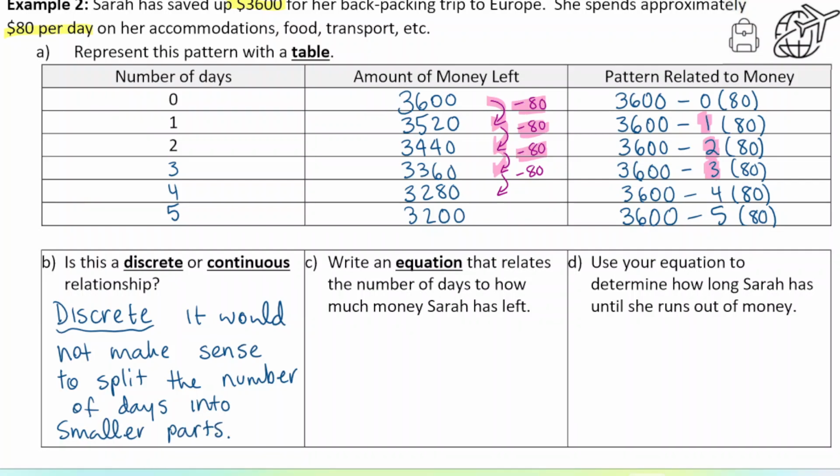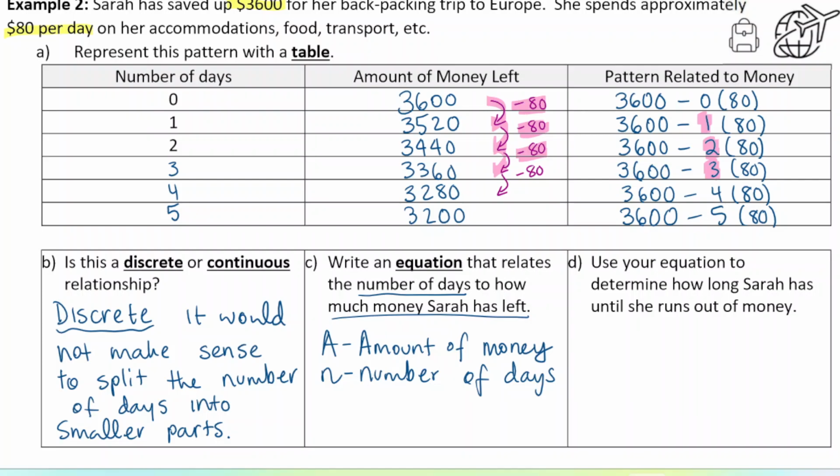Okay, write an equation that relates the number of days to how much money Sarah has left. So we have to come up with some variables. Let's say A is the amount. A stands for amount of money. And you could use T for time, or I'm going to use N just for number of days. Whenever it's a number of something, I typically use N.